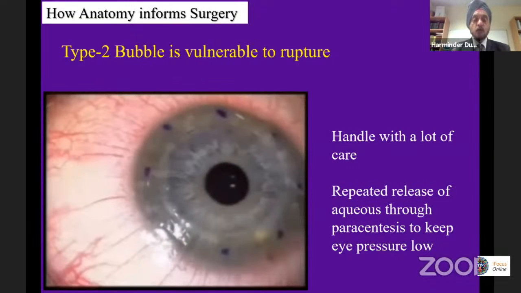Second, avoid too much manipulation, and release aqueous not once, but every 1 minute, every 2 minutes. Keep it as flaccid as you can while you're cutting the edge, trimming the edge, and while you're suturing, so that you don't burst it. Otherwise, it's like a tense balloon. You touch it with the needle, it bursts on you.